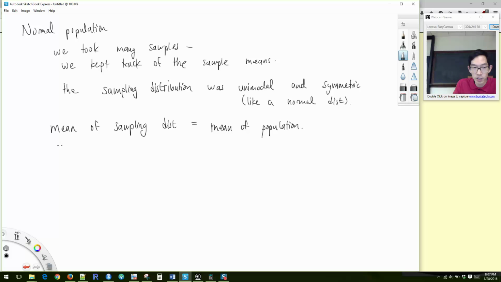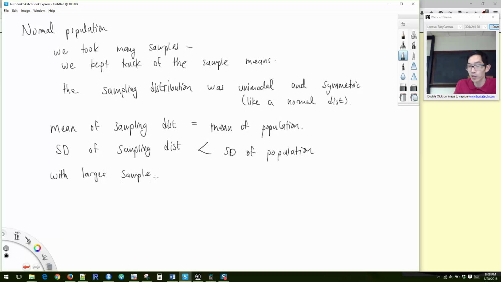Okay, and the standard deviation of the sampling distribution was what? Less than the standard deviation of the population. And what else did we see? With larger samples, what happened to the spread of the sampling distribution? With larger samples, the standard deviation of the sampling distribution got smaller.